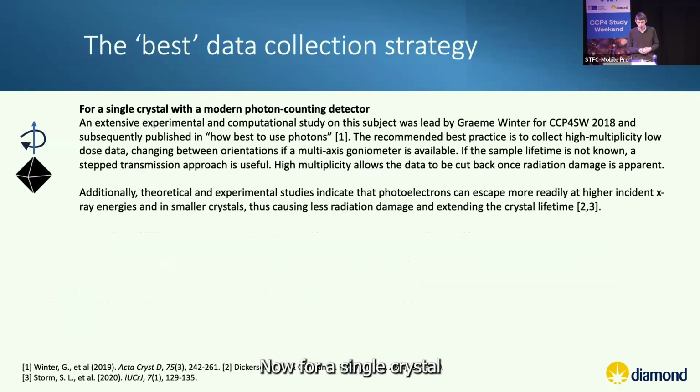Now, for a single crystal with a modern photon counting detector, the best strategy is to do a high multiplicity, low dose data collection, changing between orientations if you have a multi-axis goniometer. And if you don't know the sample lifetime, you can do a step transmission approach to gradually increase the transmission, and then you can cut back once radiation damage becomes apparent, and you can do this because you have the high multiplicity.